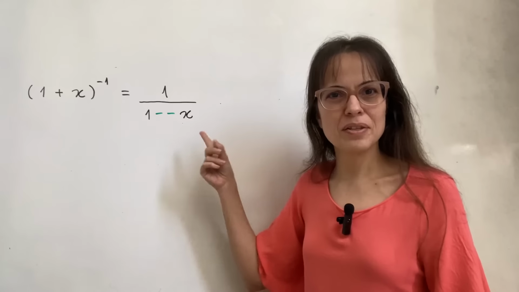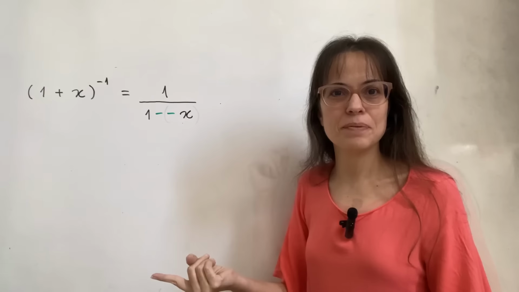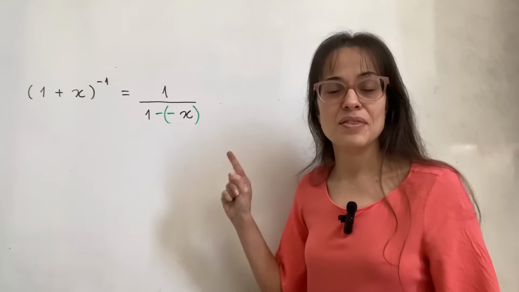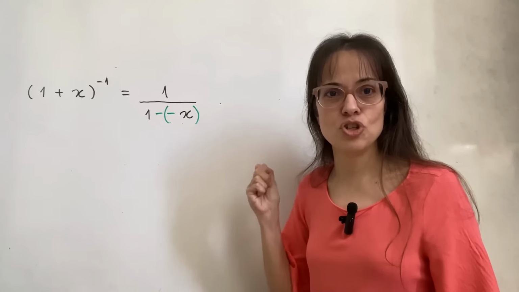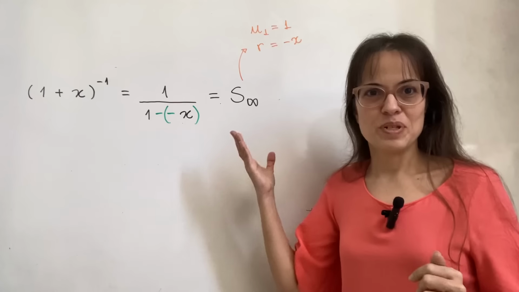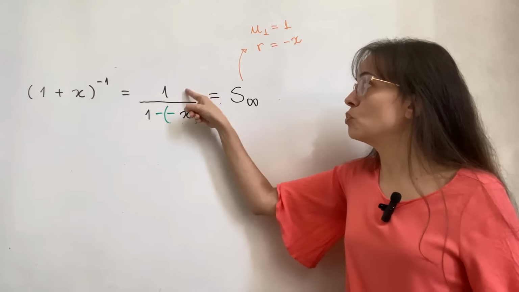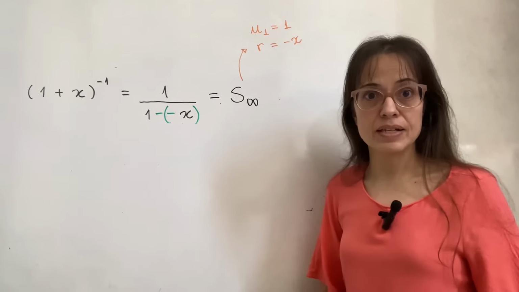I want you to look at the 1 plus x as 1 minus x for a moment, because now this should remind you of something that you've seen before. This is the formula for the sum of an infinite geometric sequence. More specifically, an infinite geometric sequence with the first term equals to 1 and the common ratio equals to -x.